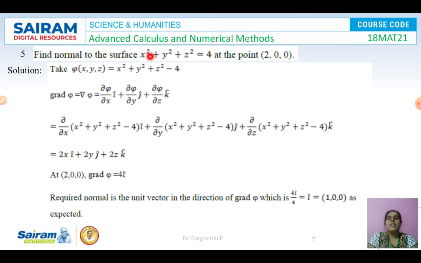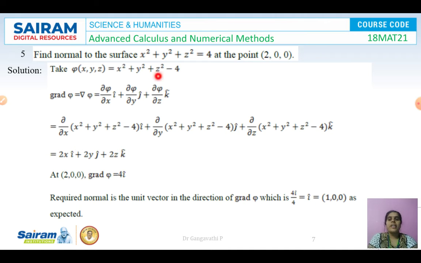So look at another example. Find the normal to the surface x square plus y square plus z square is equal to 4 at the point (2, 0, 0). So what is the normal to the surface? The normal to the surface is the gradient of phi. Any scalar has been given. If we want to find the vector normal to the surface, then we have to find grad phi.